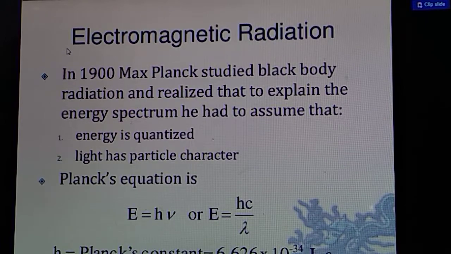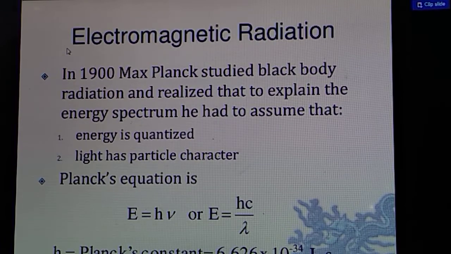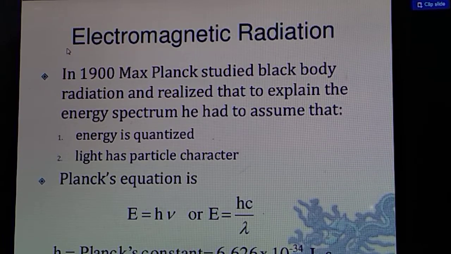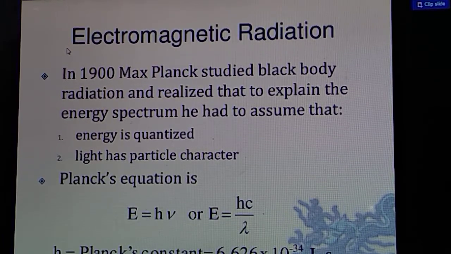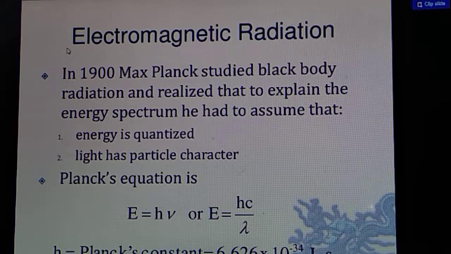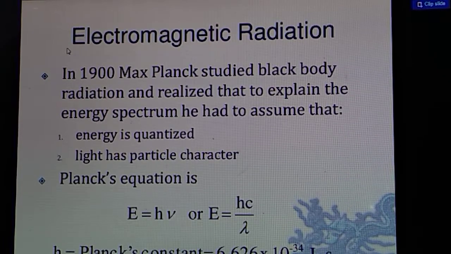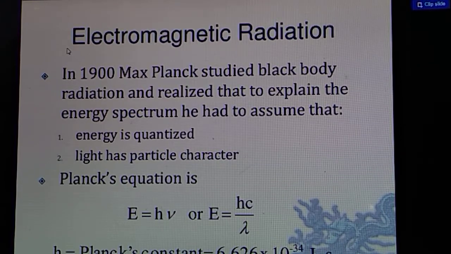And you know, students, in 1900 Max Planck studied black body radiation and realized that to explain the energy spectrum, he had to assume that energy is quantized and light has particle character. Planck's equation is E equal to h nu, or equal to hc by lambda, where h is Planck's constant, and its value is 6.626 into 10 to the power minus 34 joule second.